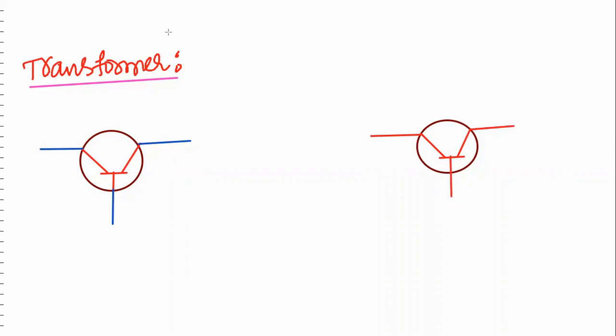If I take the PNP transistor, PNP means what? In between two P-type semiconducting materials, one N-type semiconducting material is sandwiched. That means two PN junction diodes are connected back to back. That is called the PNP transistor. In the PNP transistor, the arrow mark is from the emitter to the base. This is the emitter, this is the base, and this is the collector. In the NPN transistor, the arrow mark is from the base to the emitter.